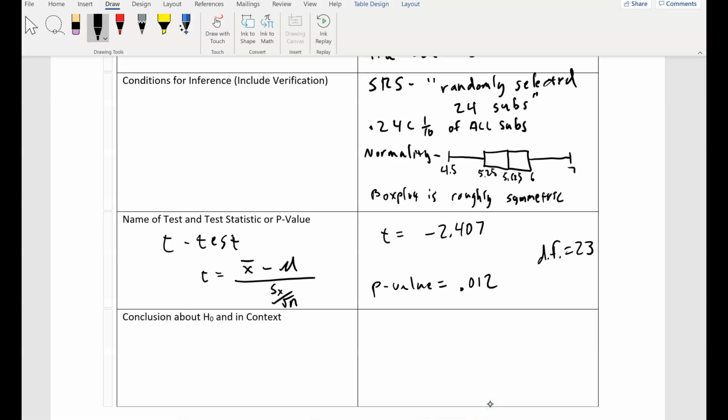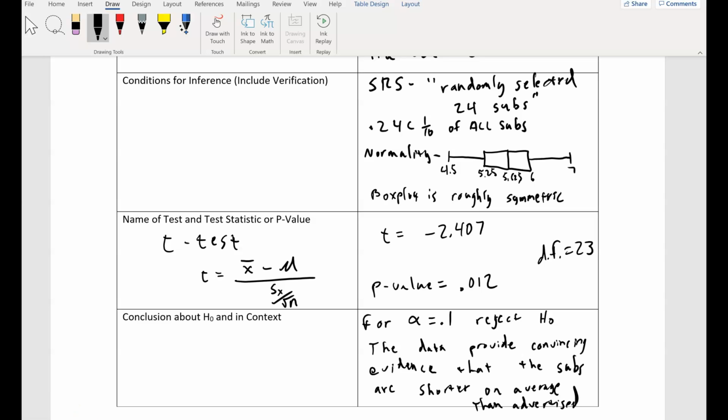So if my p-value is 0.012, for alpha of 0.1, 10%, remember the mantra, if the p-value is low, the null must go. Well, 0.012 is lower than alpha. Low is relative, but it's always compared to alpha. We would reject H0. Okay, what does that mean in context? It means the girls have significant evidence that the sandwiches are shorter than advertised. Okay, so this is convincing evidence. So they verified their hypothesis.